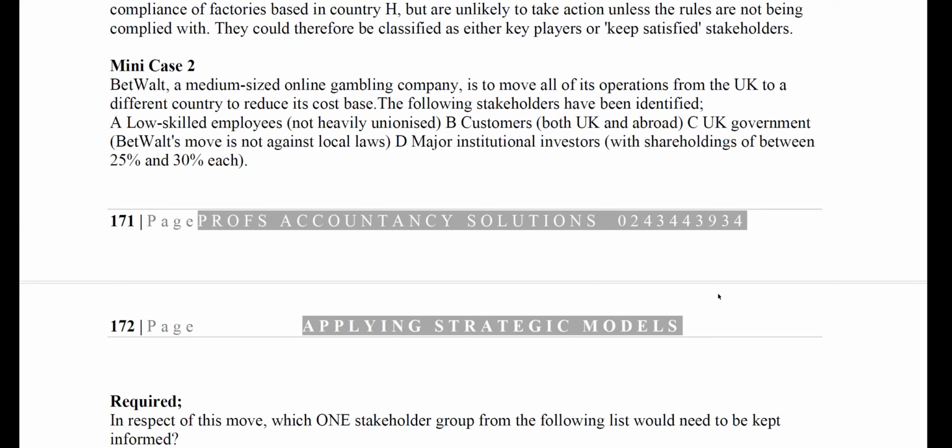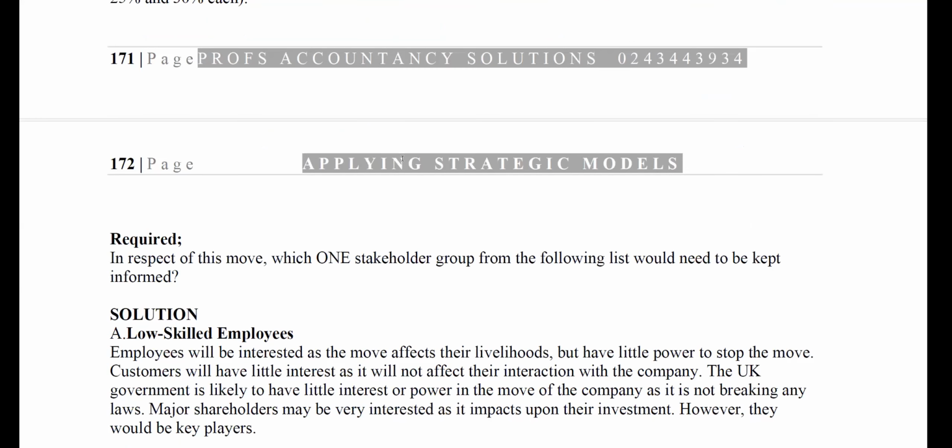Then what about the low-skilled employees too? Would they need to be kept informed? They are not really unionized. Yes, they should be kept informed because they have low power, but they still have high interest. Because these low-skilled employees, unlike the other case, we are not making them redundant. They are still working with us. That means that they have what? Less power but high interest. So employees will be interested as the move affects their livelihoods, but have little power to stop the move.